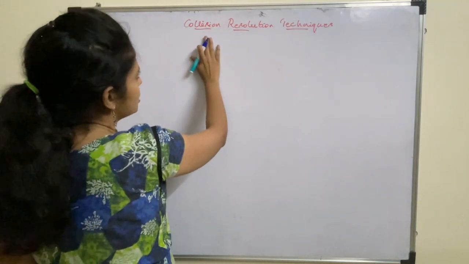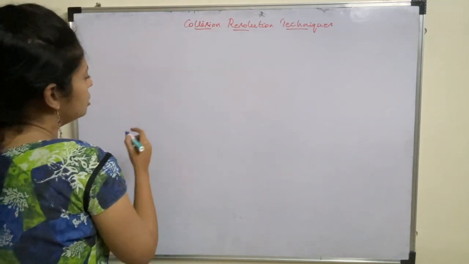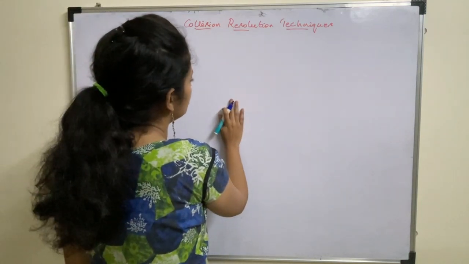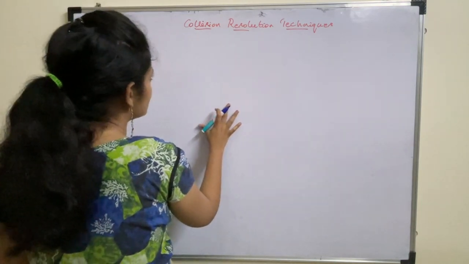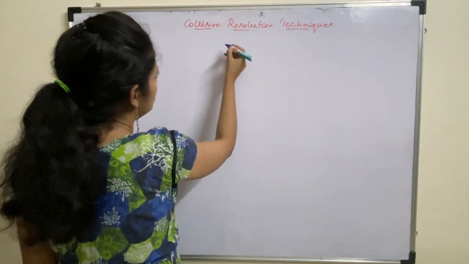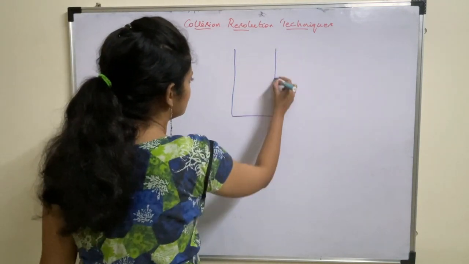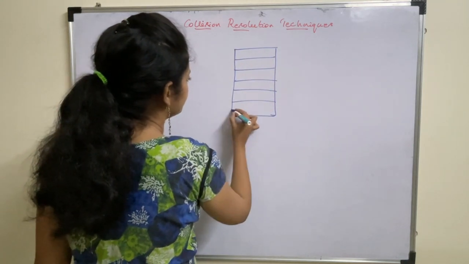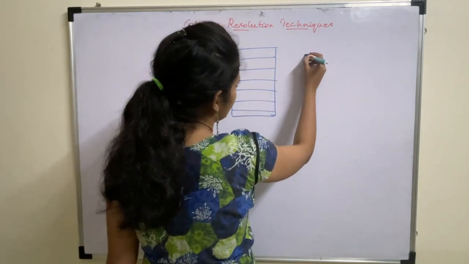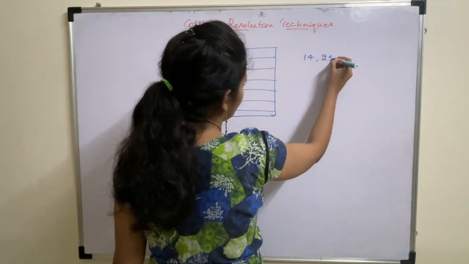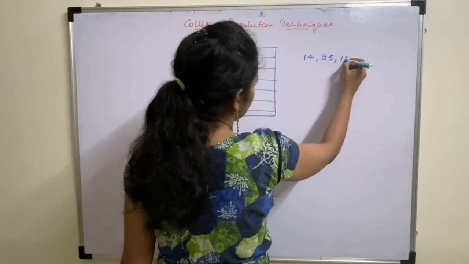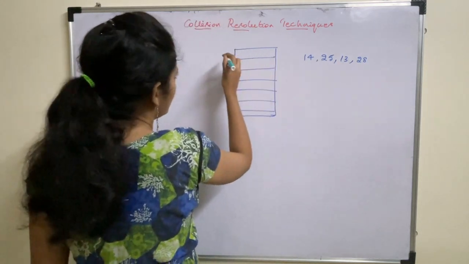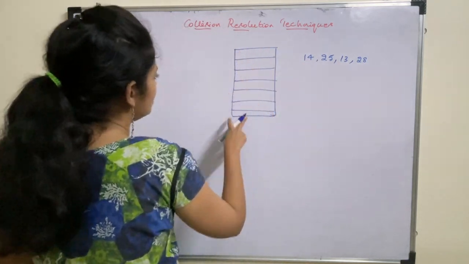and how to resolve this collision problem. So for example, in our previous lecture we saw how to insert records into the considered hash table. So for example, let us take a hash table like this. And the inserted values are 14, 25, then 13, 28. Assume that these are the 4 records and we need to insert them into this hash table.